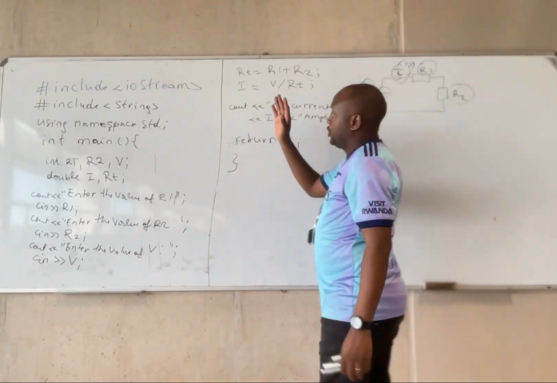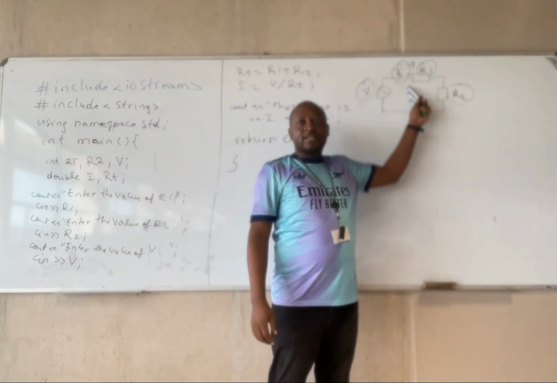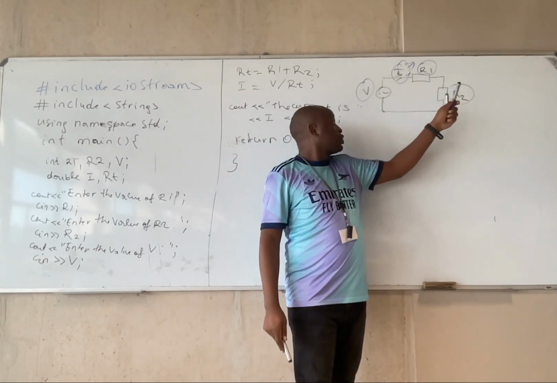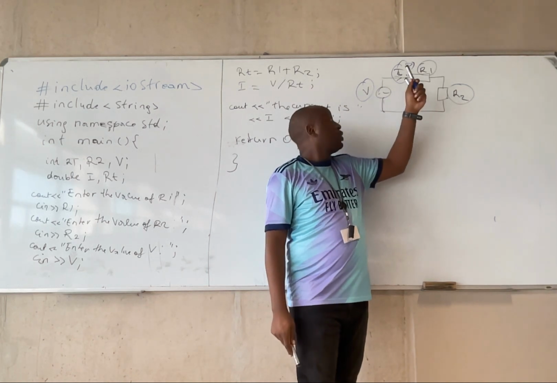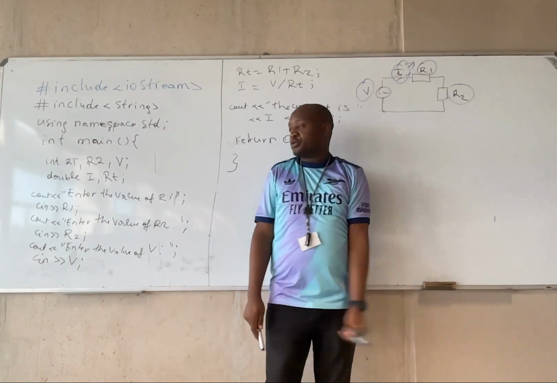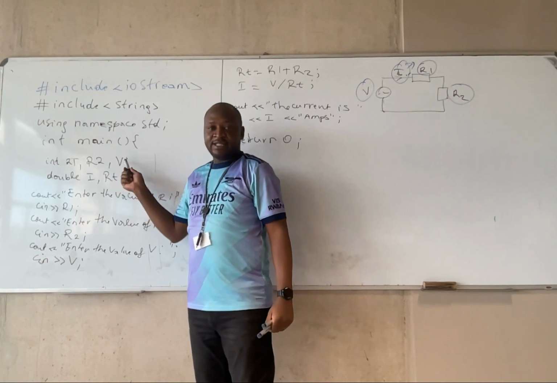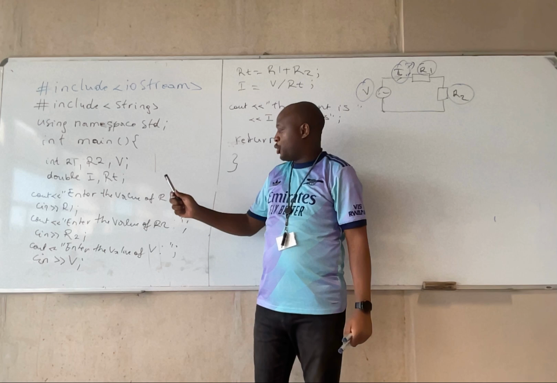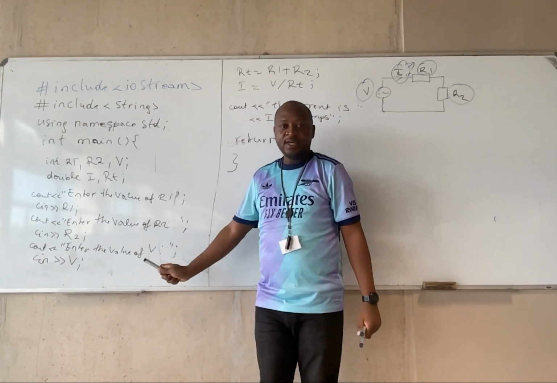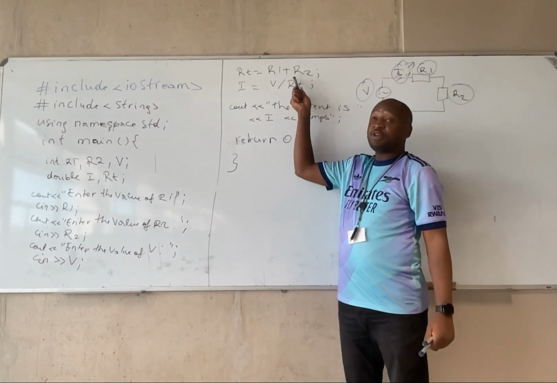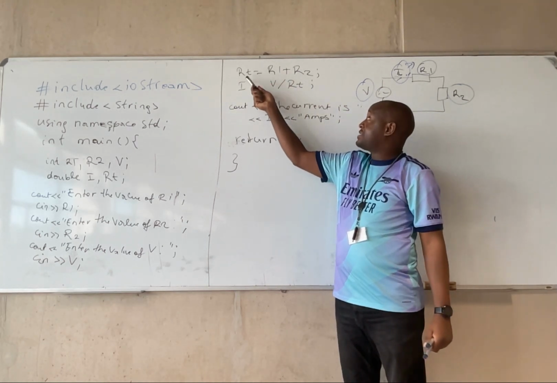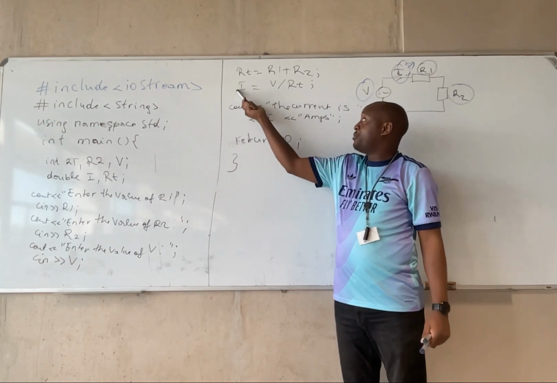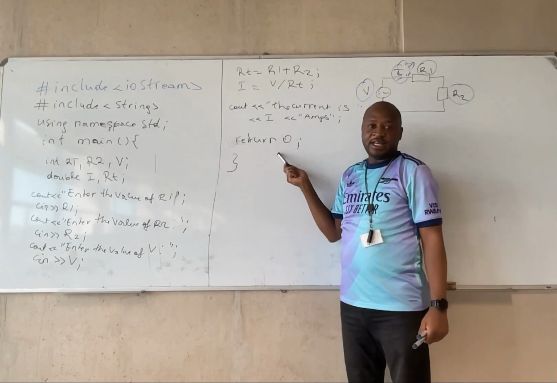Right, let's summarize. What did we do? We want to calculate the current in the circuit. So logically speaking, we declare R1, we declare R2, we declare V, we declare I, and obviously the total resistance. After doing the declaration, I ask the user to give me R1, R2, and V. After that, I put the formula of RT, and the formula of current, and then I display the current, and then I'm done.